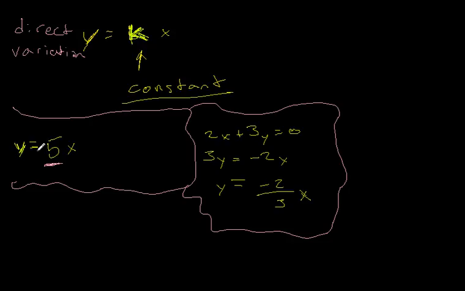Now you begin to see that things may at first not actually look like direct variation, but once you solve for y, it might actually end up being direct variation. Let's try another one here where we're going to look at 4x plus y equals 8.